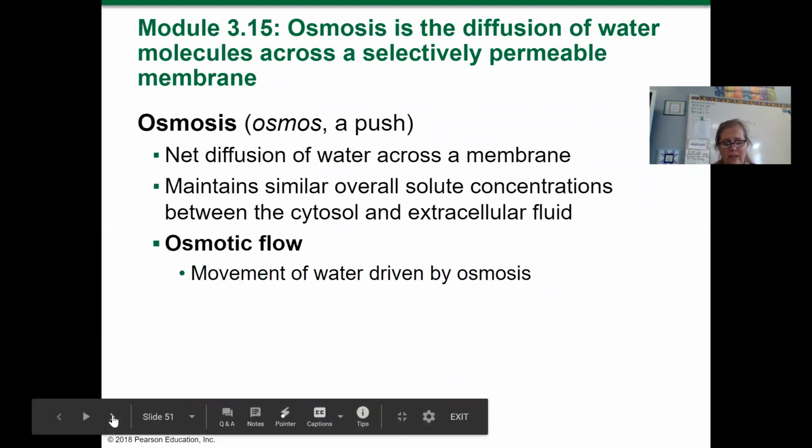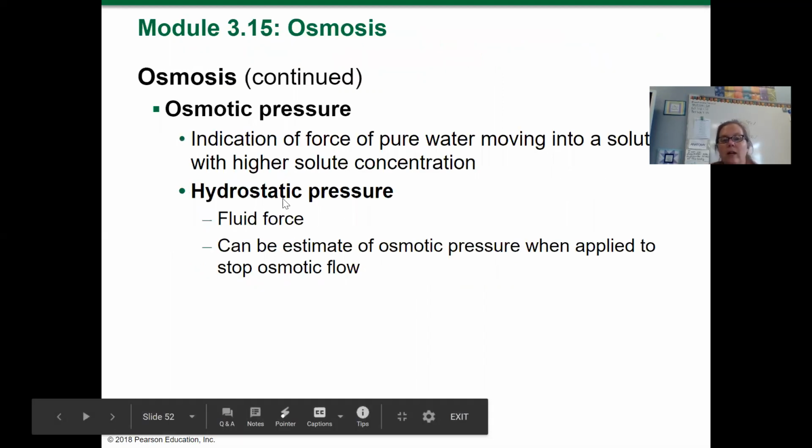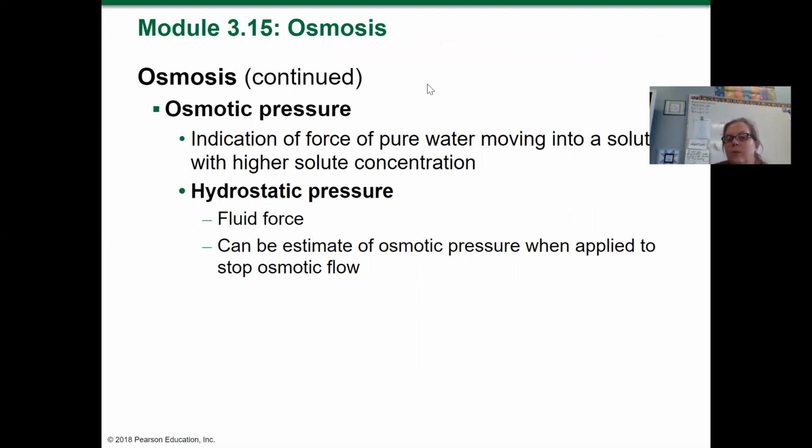Osmosis is the one that is most related to anatomy, because there has to be a balanced flow of water. Osmotic flow is the movement of water driven by this process, and of course osmosis is the diffusion of water. The osmotic pressure is an indication of how much force the pure water has moving into a solution with a higher solute concentration. So I always said in my biology classes that salt sucks. Wherever there's higher solute, and most of the time we use salt as an example, that's where the water is going to move into.